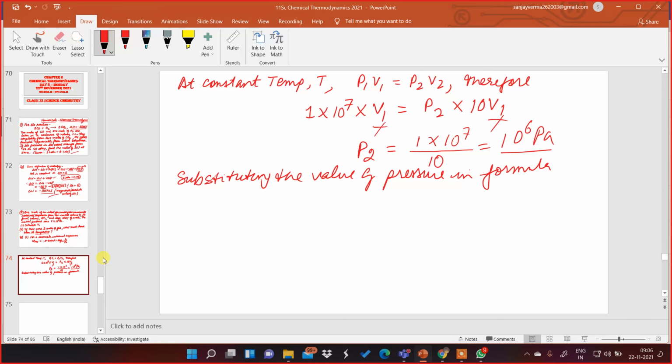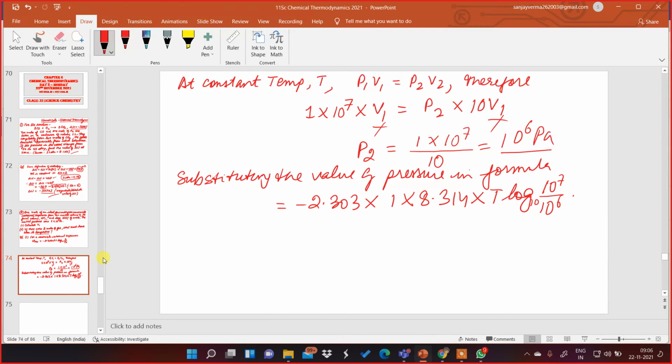So we get over here, that is equal to minus 2.303 into 1 mole into gas constant 8.314 into temperature, we took it as T only, into log of pressure 1 by pressure 2. Pressure 1 is 10 to the power of 7 pascals. This is base 10, and pressure 2 is 10 to the power of 6 pascals.